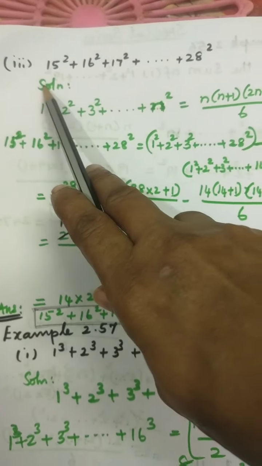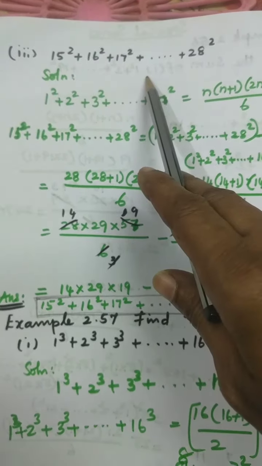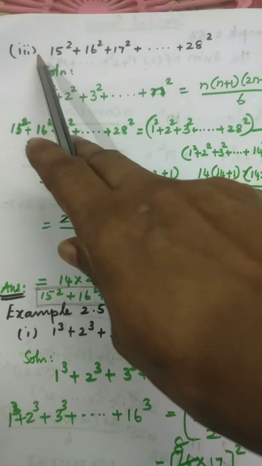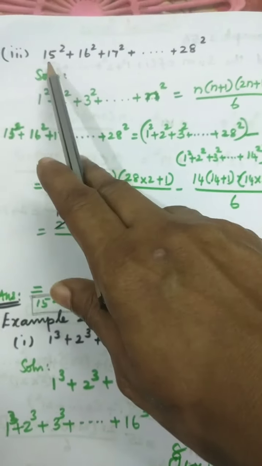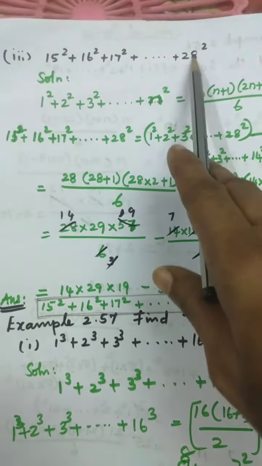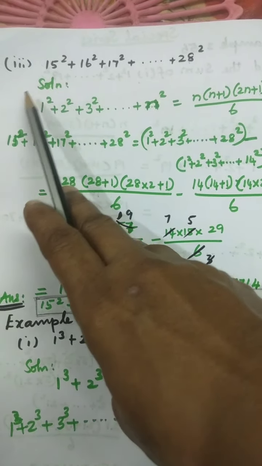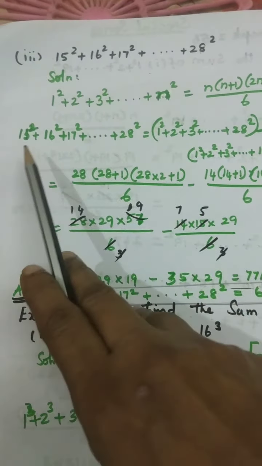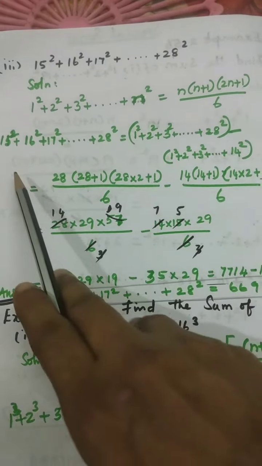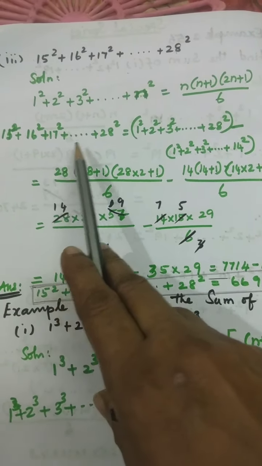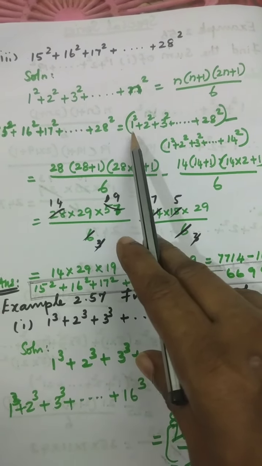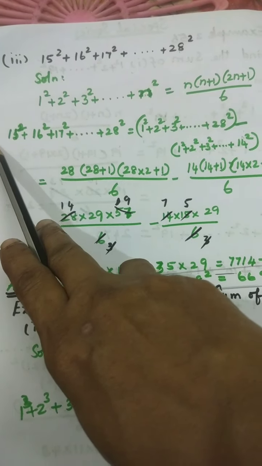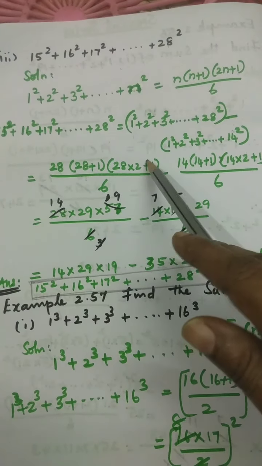Now you are going to see the third sum: 15 square plus 16 square plus 17 square plus and so on plus 28 square. So we have to split this. How to split? Here we start from 15, but the formula is for natural numbers starting from 1. So first we write the formula, then 15 square plus 16 square plus 17 square plus and so on plus 28 square. From 1 to 28 you have to write. From 1 to 14 we don't want, so you are subtracting 1 to 14.